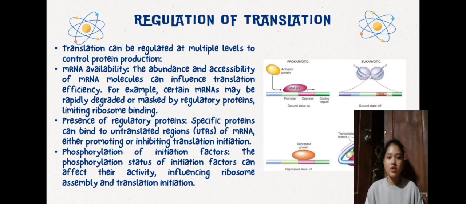Presence of regulatory proteins. Some proteins act as molecular switches. They can bind to specific regions on the mRNA, either stimulating translation initiation by recruiting ribosomes or blocking it by preventing ribosome assembly. Phosphorylation of initiation factors. Chemical modification like phosphorylation can influence the activity of initiation factors. Depending on the specific factor and the phosphate group location, translation initiation can be promoted or inhibited.